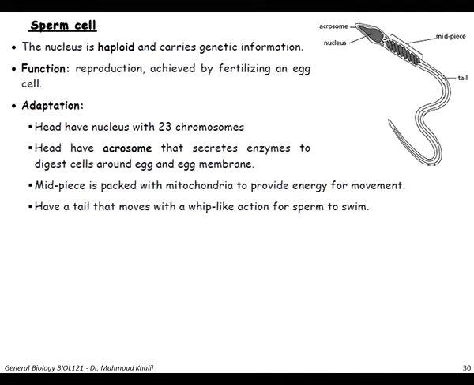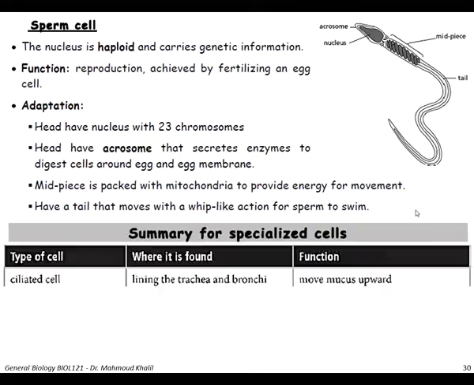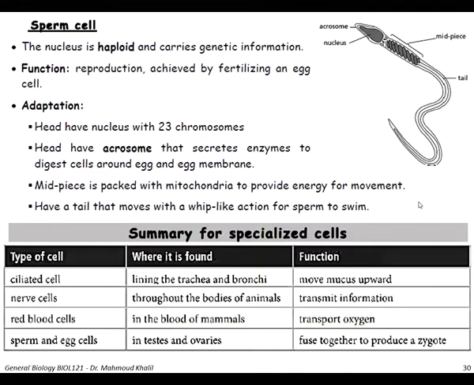For its movement, its middle piece, as you can see from the figure, is occupied with a large number of mitochondria, which provide the energy for movement. And it has a very long tail that enables the sperm to swim. You can see here a summary for the 5 different types of specialized cells, where they are found and their functions, summarizing the specialized types of cells.